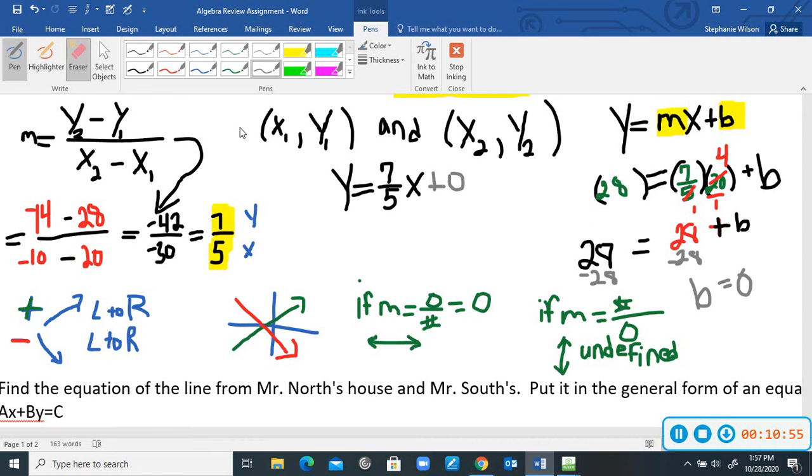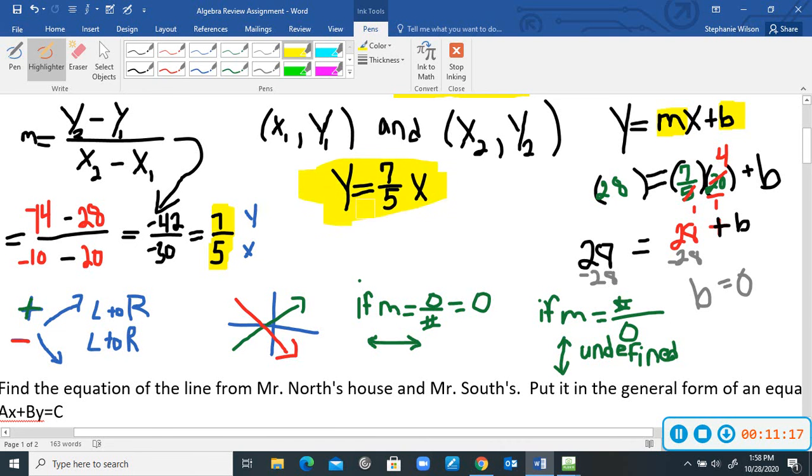So my line is y equals 7/5 x. And it's going to cross at where y is 0. So that is solving this application problem and looking for the slope, the slope of the line. And it gives you a little bit more information about the slope.